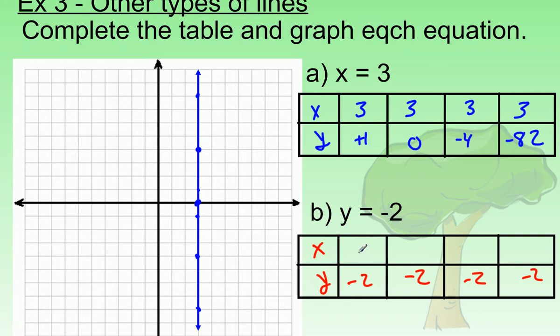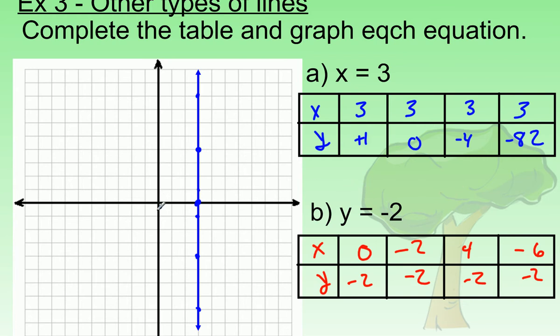Now, as far as what the x values can be, the answer is anything. I can make up any numbers I want. I usually pick a couple negatives and a couple positives. I usually pick easy numbers, whole numbers, but there's nothing wrong with decimals and fractions and everything else. So I like 0. I like, how about -2? How about +4? And how about -6? I don't know. Just picking some numbers.